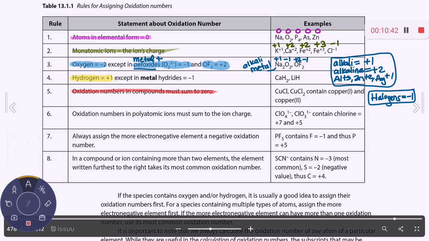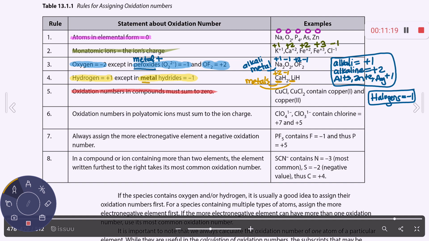Hydrogen. Hydrogen tends to be a +1, which is the same as its charge on the periodic table. The exception is if you have a metal attached to hydrogen, then hydrogen is a -1. So let's take a look at that. Over here, calcium and lithium are metals. Okay? Calcium is an alkaline earth metal. So what would its oxidation number be? +2. Okay, so that makes hydrogen a -1 because that's the only way for those oxidation numbers to add up to zero. Does that make sense?